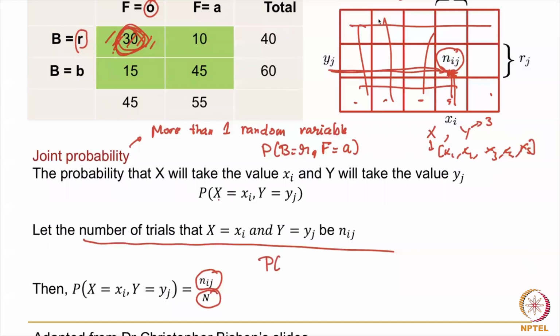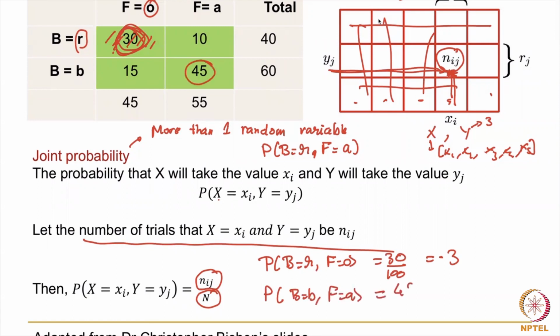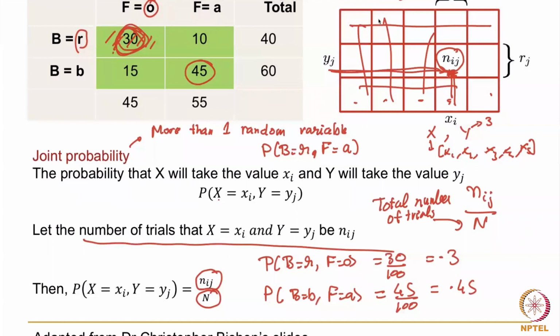So for example, the probability that the basket was red and the fruit was orange now becomes 30 by 100. It is 0.3. Similarly, the probability that the basket was blue and the fruit was an apple is 45 by 100, and the probability is 0.45. In general, it will be Nij by n, where n is the total number of trials. Okay, so that's what the joint probability is.